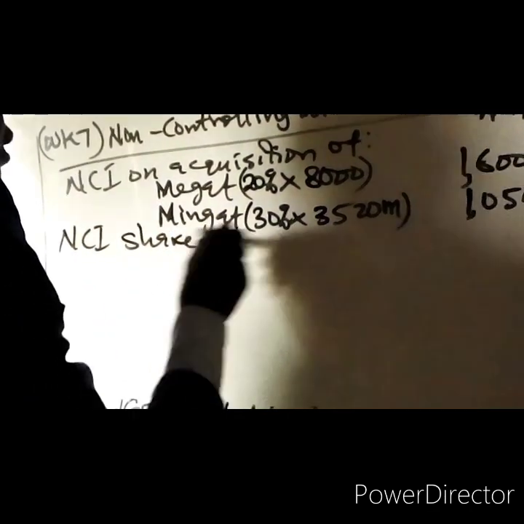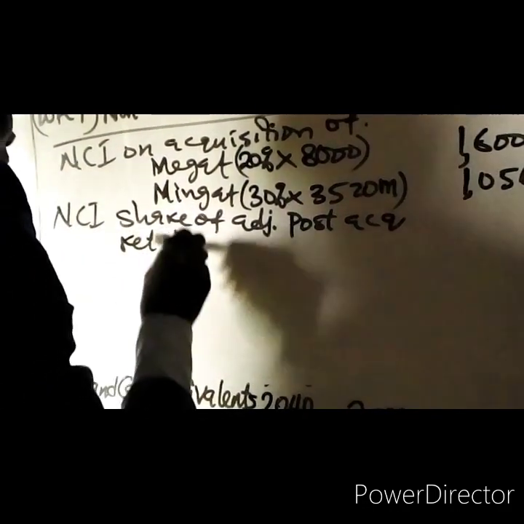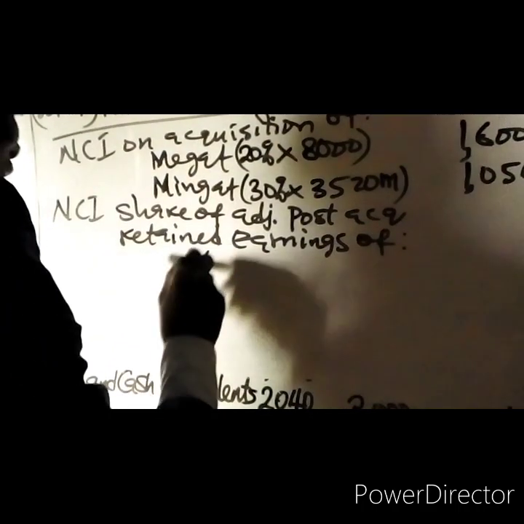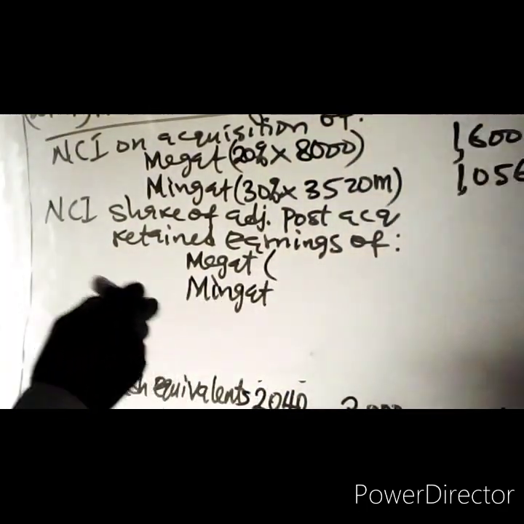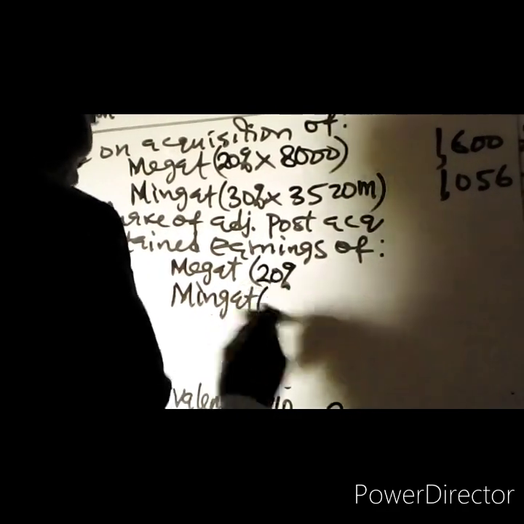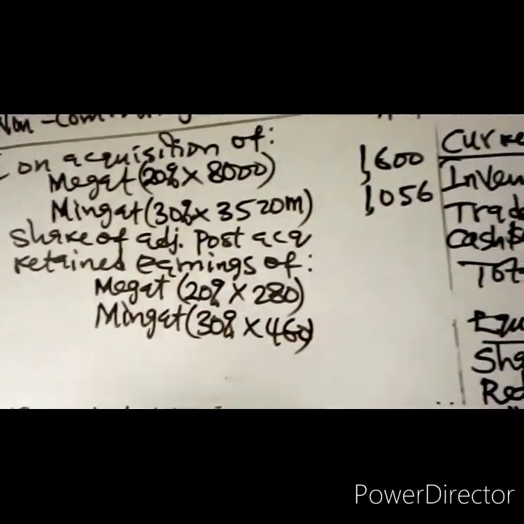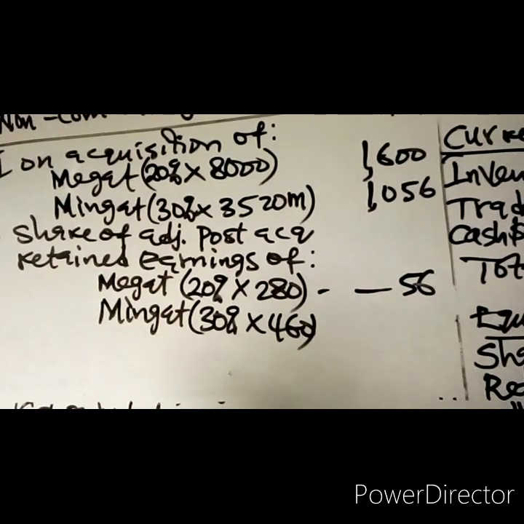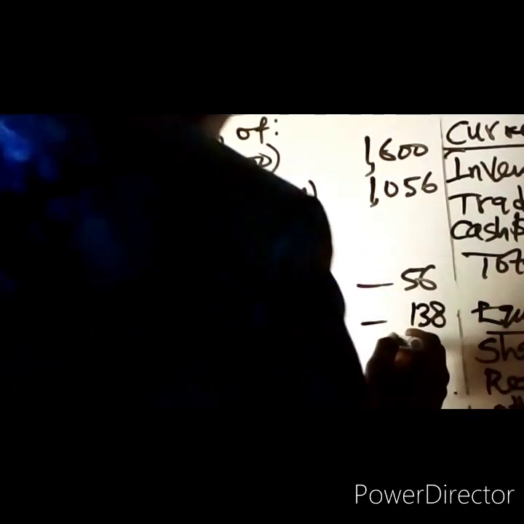Then we now have NCI share of adjusted post acquisition retained earnings of Megat and that of Mingat. So which is 20% and 30%. We got 280 here, and this one we got 460 from the summary of our net assets. 20% of 280 gives us 56. And 30% of 460, we got 138. So you sum it up.